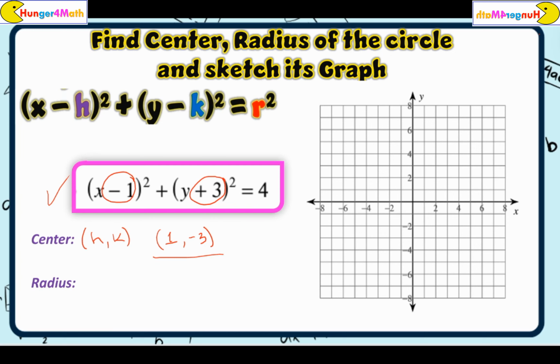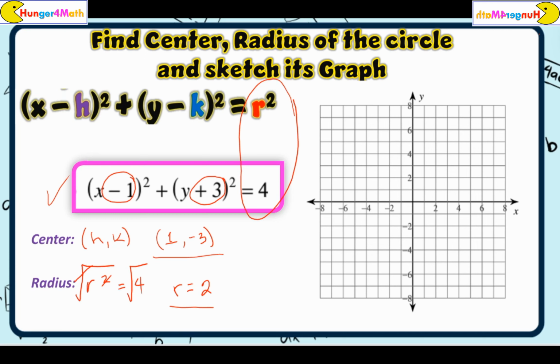And then for the radius, we can use r squared is equal to 4. Then from here, we can square root both sides so that the value of r is equal to +2. So the radius is 2.